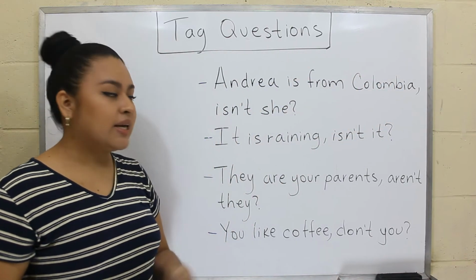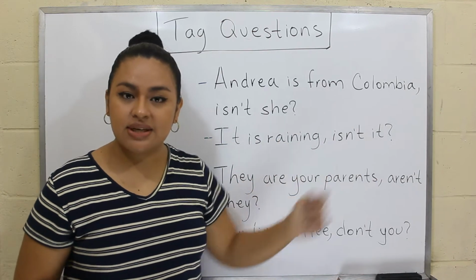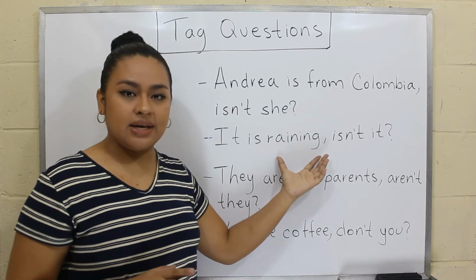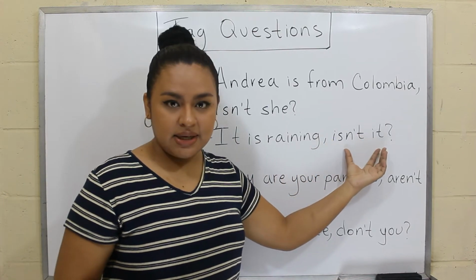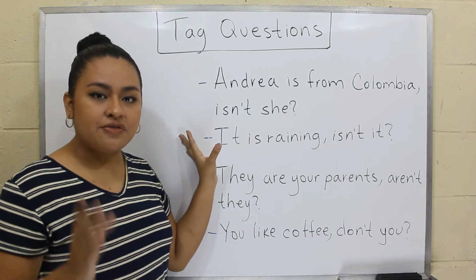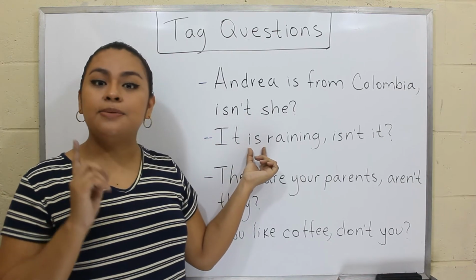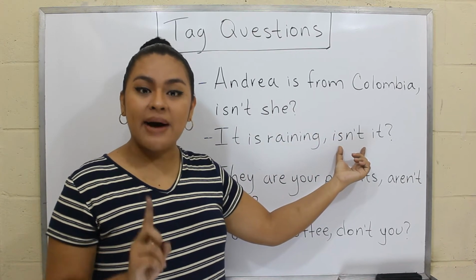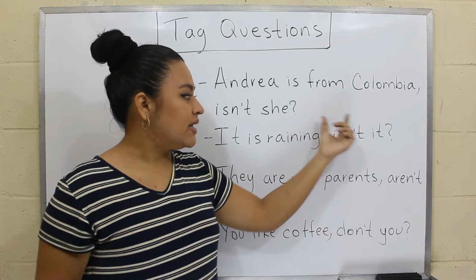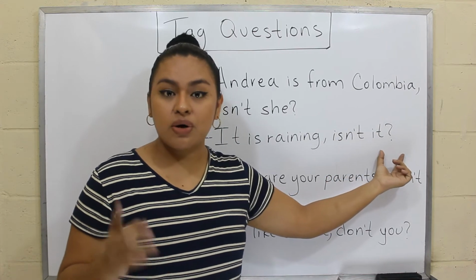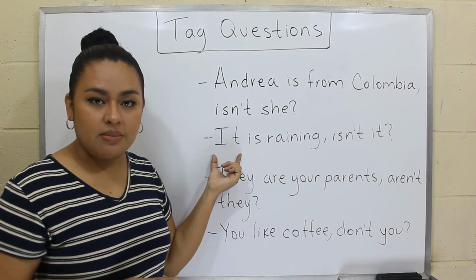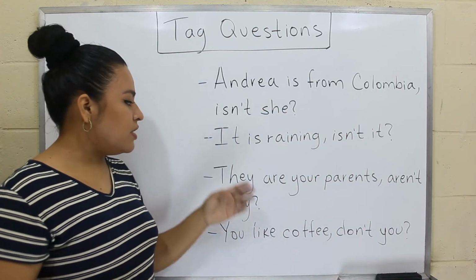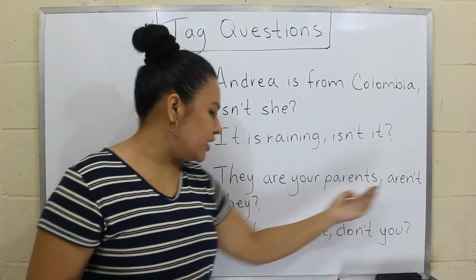And in the next one, it is raining, isn't it? In here we have the statement, it is raining, and the tag, isn't it. In this case the verb be is in the positive form, so we are going to repeat it in the tag, but in the negative form, isn't. And then we use a pronoun equivalent to the subject in the statement, that is, it. And in the third one we have, they are your parents, aren't they?